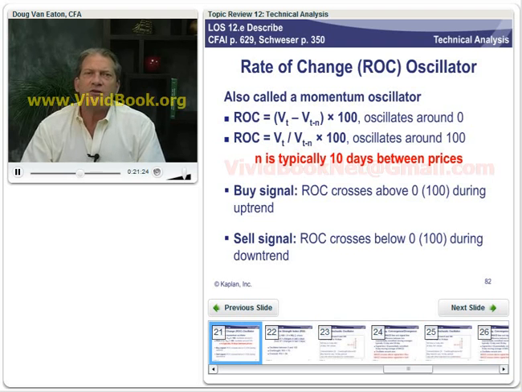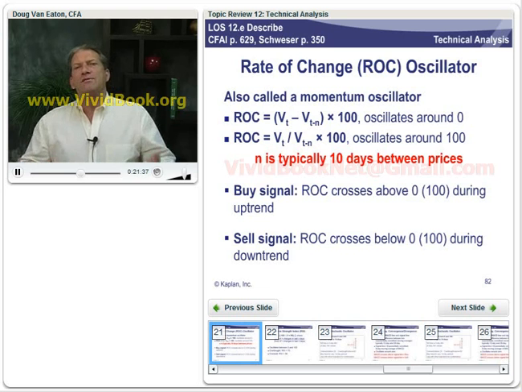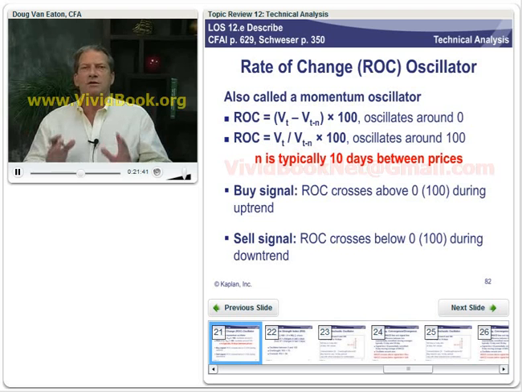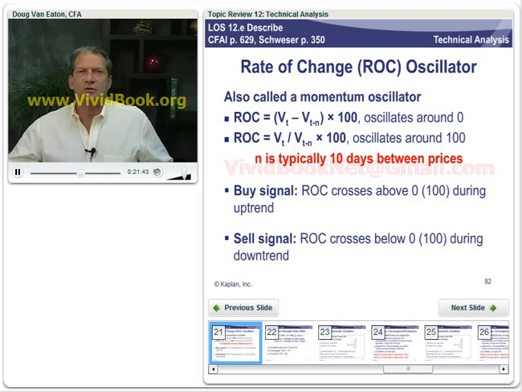You see in the second one, we've got one price over another price, so that's going to be greater or less than 1, depending on if it's in an uptrend. It'll be greater than 1. We'll multiply that times 100 and get a value greater than 100. If it's in a downtrend, we'll get a value less than 1 right here. Make my pen a little bit fatter.